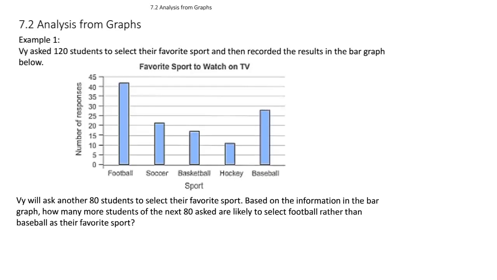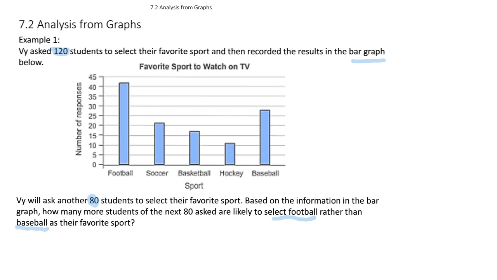Okay, so let's see. The first thing we need to do is read the problem. There's 120 students, and they're recorded in the bar graph below. But we're asking another 80 students to select their favorite sport. Based on that information, how many more students are likely to select football rather than baseball?